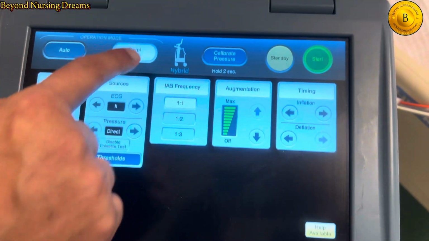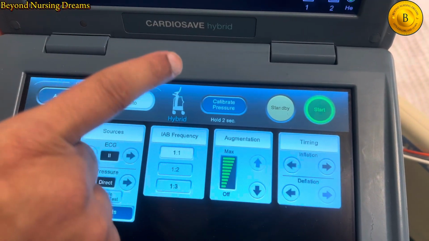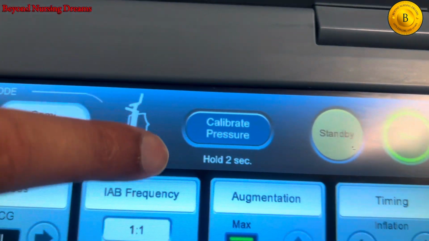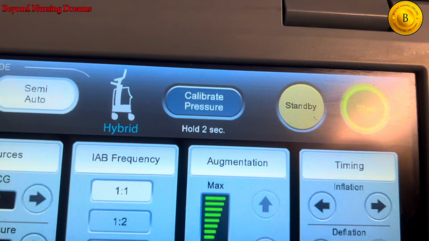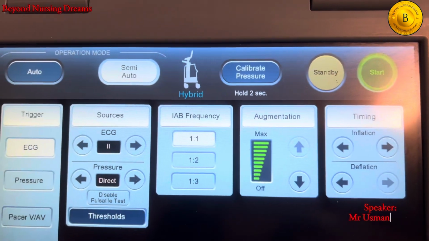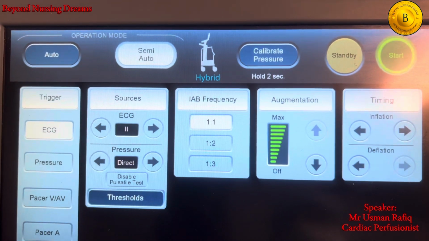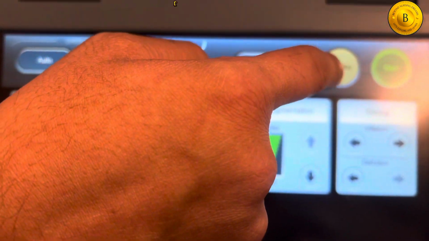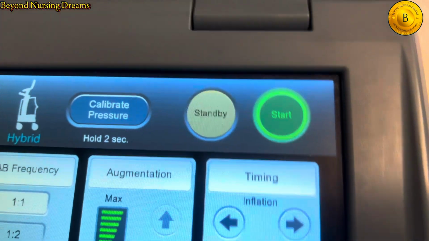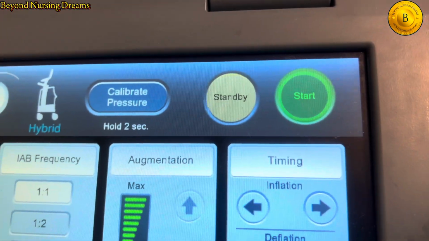Semi-auto or auto, when we are initiating the intra-aortic balloon pump, first we will press this one, calibrate pressure, and hold for 2 seconds. Then after that, it goes towards the starting of the intra-aortic balloon pump catheter. If we want to go to standby, we will press this one. If we need to start, we'll use the start button here.